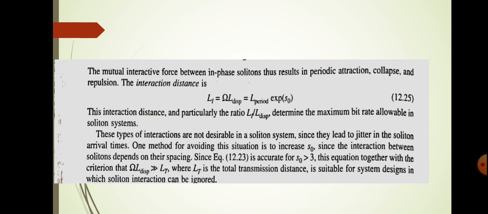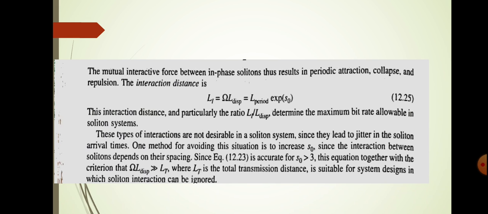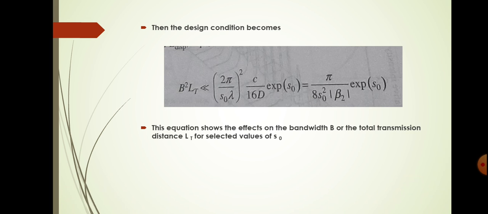See, we have an equation B equal to 1 by TB, that is equal to 1 by 2 into S0 into T0, and this equation holds good for values of S0, that is separation, very much greater than 3. We can combine this equation for B with the condition omega L dispersion very much greater than LT. Then we get the equation for the soliton link as B square LT very much less than 2 pi by S0 lambda all square into C by 16D e raised to S0, which is equal to pi by 8 S0 into modulus of B2 into beta 2 into e raised to S0. And this is the basic equation for the Soliton link design.